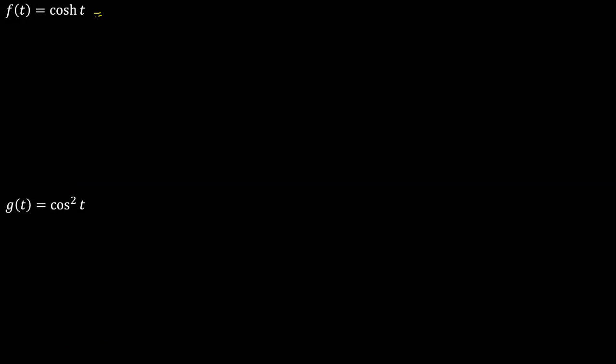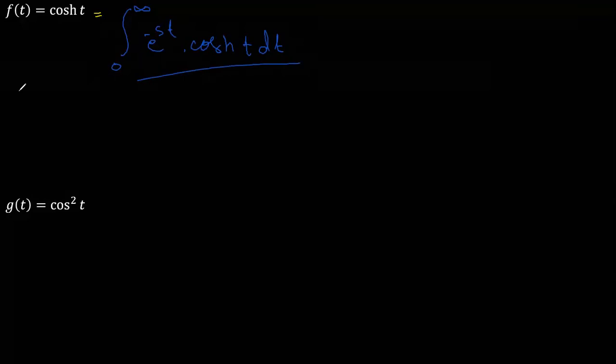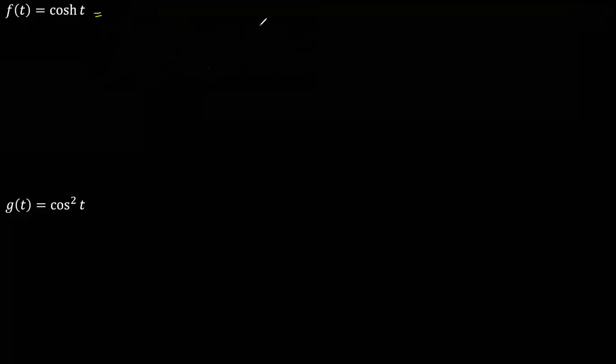So let me write what David said here, but I'm not going to do that. David said, yes, doctor, take the integral from 0 to infinity of e to the negative st times cosine t dt. How to integrate this function? We expand the cosine as e to the it. Yes, you are right. So you can do that.